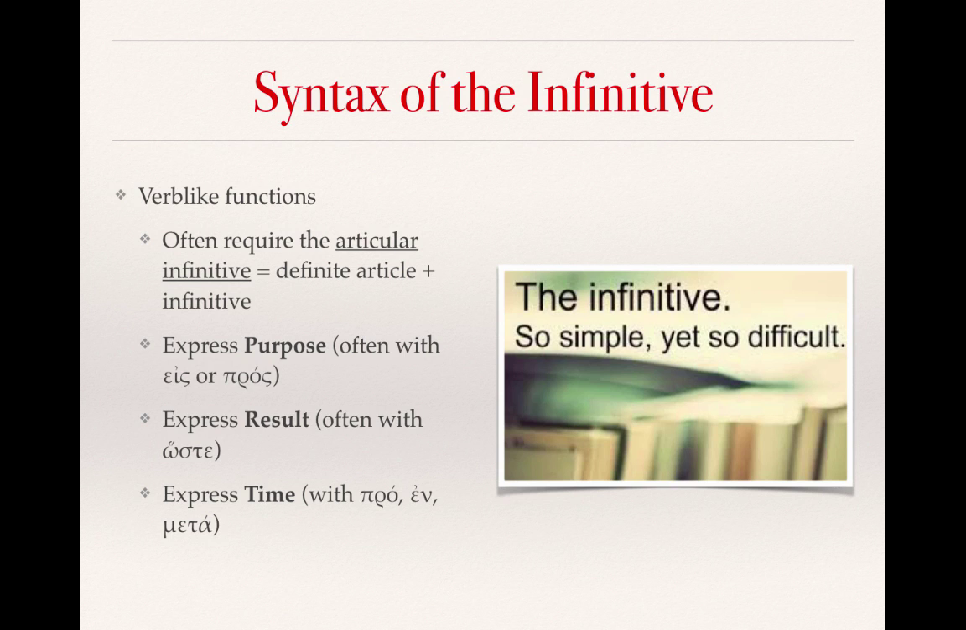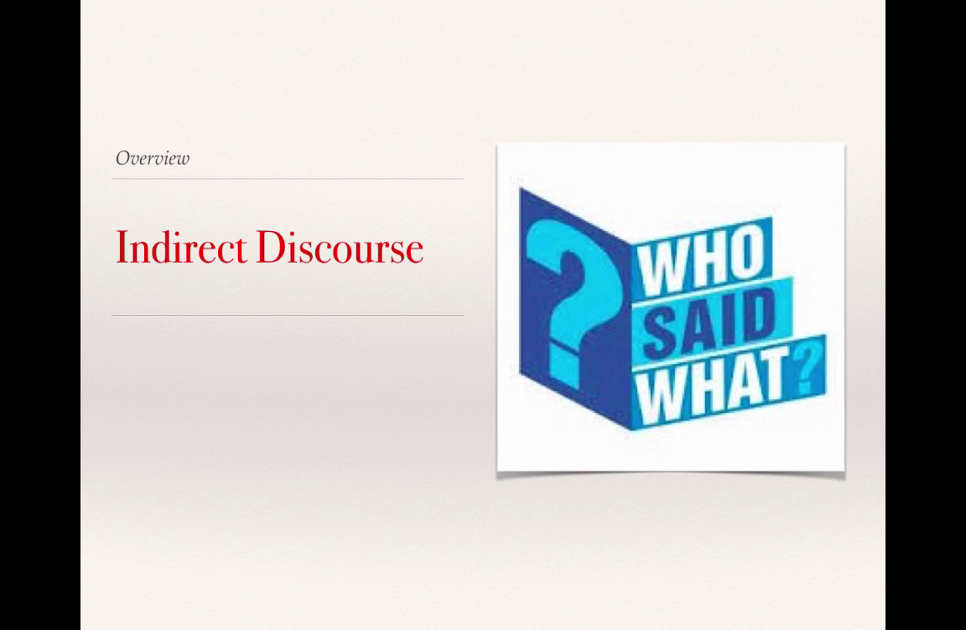And here it's worth pointing out that time can be prior time, something before. It can be simultaneous, something happening during. Or it can be subsequent, something happening after. And you can see how that relates to the three prepositions, pro, which means before, en, which means in or during, and meta, which means after. And finally, the infinitive can be used to express cause, often with the preposition dia plus the accusative, on account of. Now let's move to the second topic for this lecture, indirect discourse.